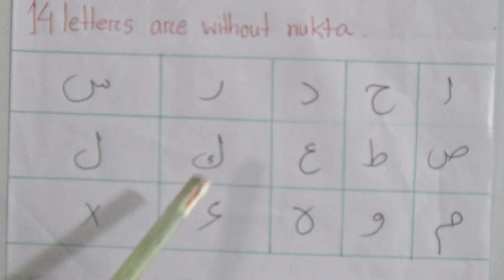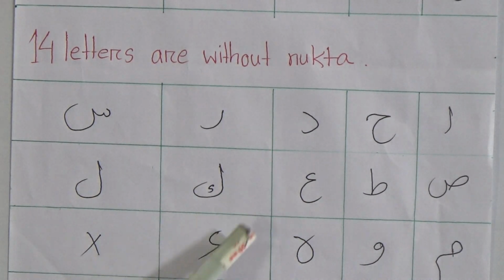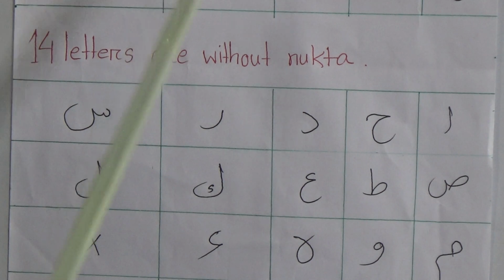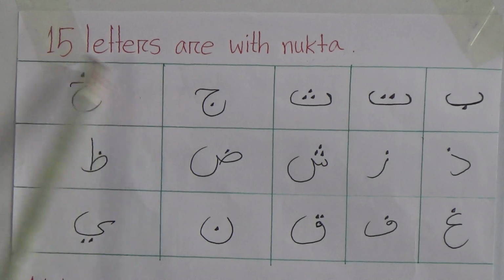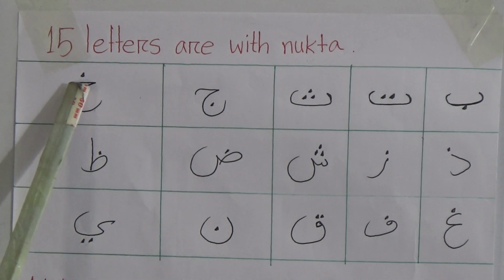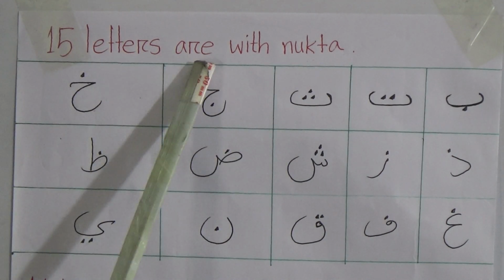My dear students, we know that there are 29 Arabic alphabets or letters, and from these 29 letters, 15 letters are with Nukta and 14 letters are without Nukta. Today we will learn these 15 letters with Nukta and these 14 letters without Nukta. So let's start. At first, look at the board. At first we will learn the 15 letters with Nukta.